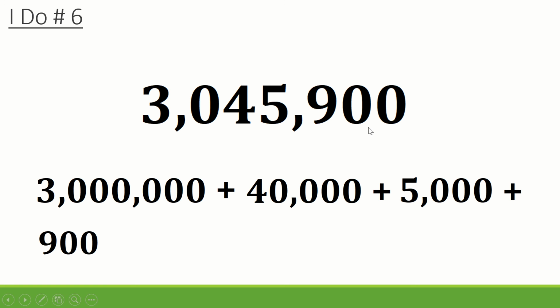And I don't have a digit of value in the tens or the ones place, so I don't need to represent those. So the number 3,045,900 can be translated into expanded form and written as 3,000,000 plus 40,000 plus 5,000 plus 900. And that is the number in its expanded form.